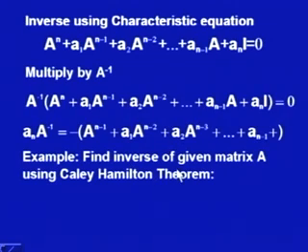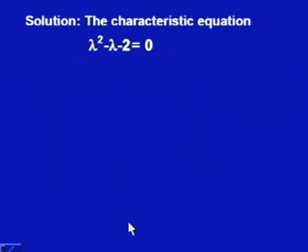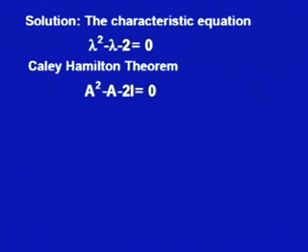Let us illustrate this with an example. Find the inverse of the given matrix A using Cayley-Hamilton theorem. A is [[1, 2], [1, 0]], which is given to us. It is a 2 by 2 matrix. So we first find its characteristic equation, which we have obtained as in the case of the earlier example, lambda square minus lambda minus 2 equal to 0. Then the corresponding matrix equation according to Cayley-Hamilton theorem is A square minus A minus 2I equal to 0.